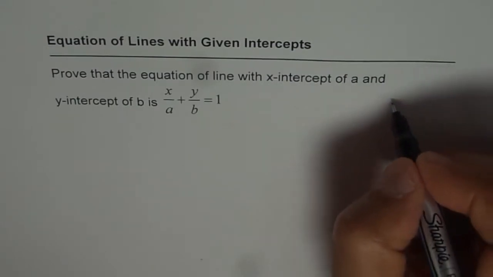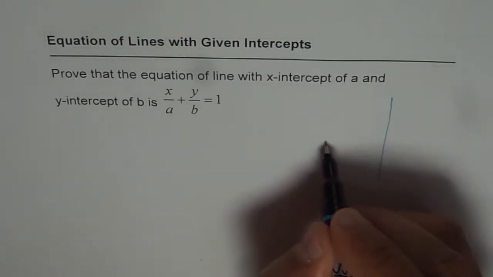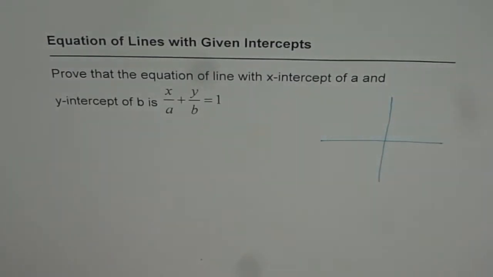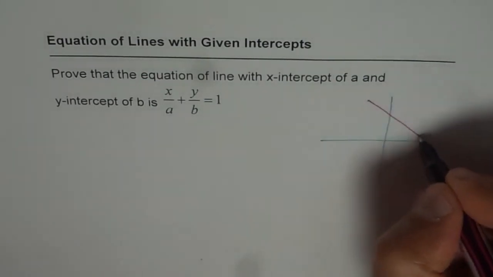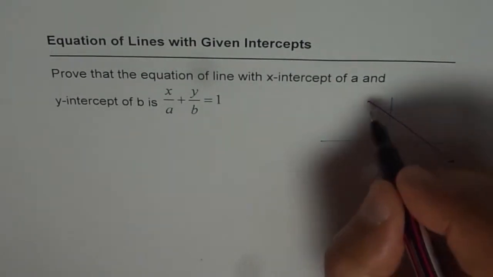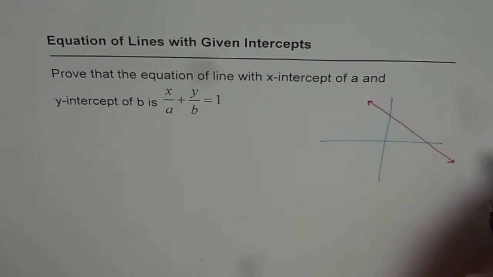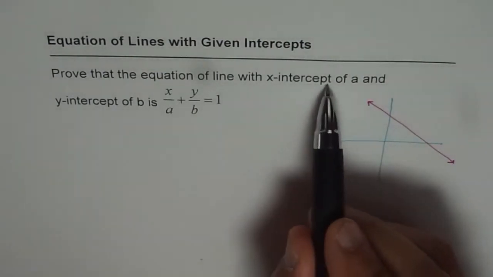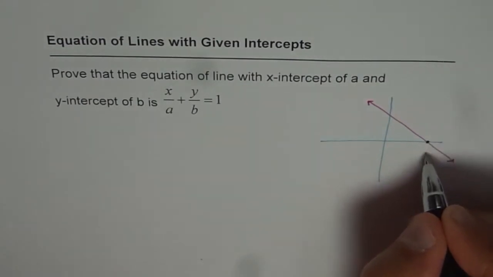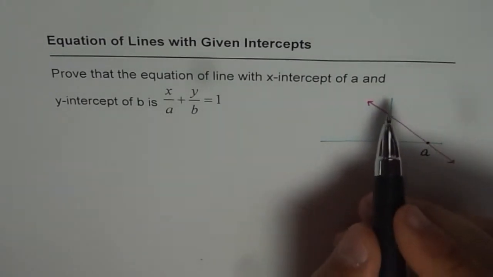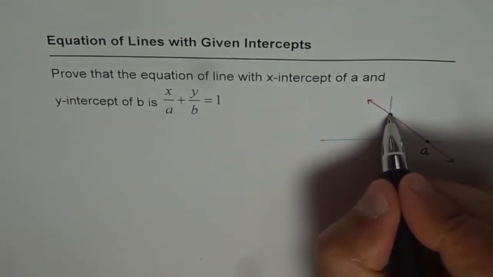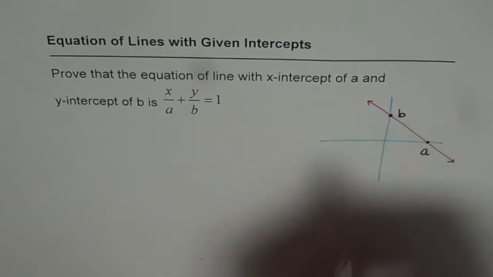So let me just sketch a line on a coordinate plane. So that is our x and y axis, and let us say we're talking about this line. Now it is given to us that the x-intercept is a. That means this point is a for us, and the y-intercept is b. So this point is b.